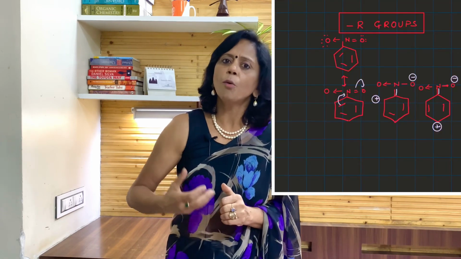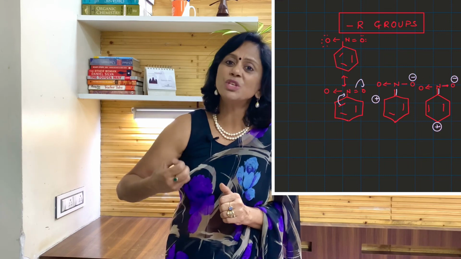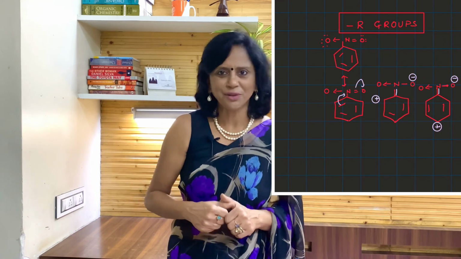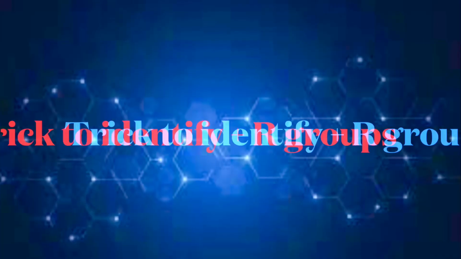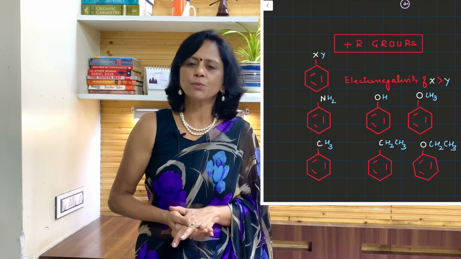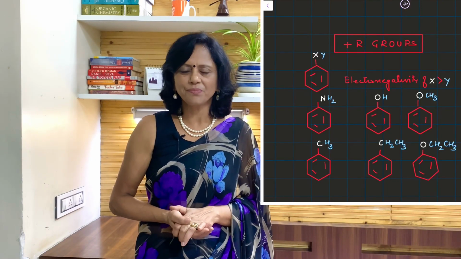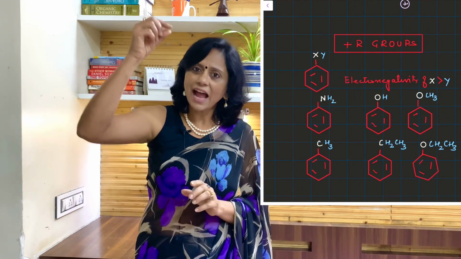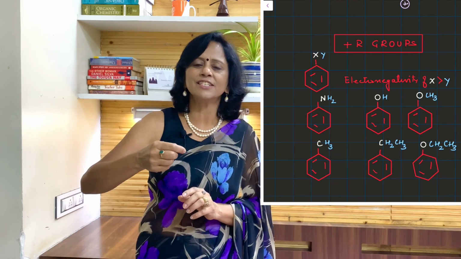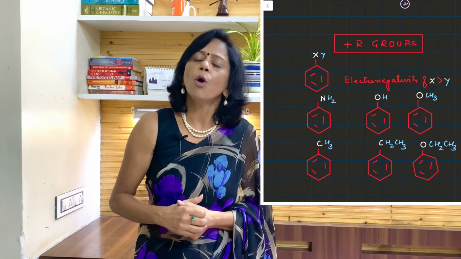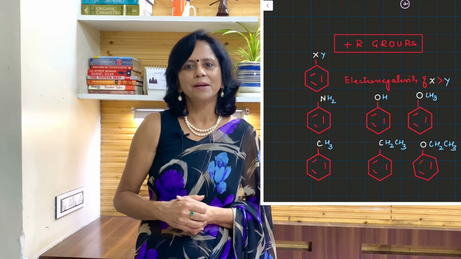A minus R group, on the contrary, is a group of atoms which, when attached to the conjugated system, will start withdrawing electrons from the conjugated system. Suppose XY is attached to the conjugated system. If X, the atom which is directly attached to the conjugated system, is more electronegative than the next one, Y, all such groups will be plus R.